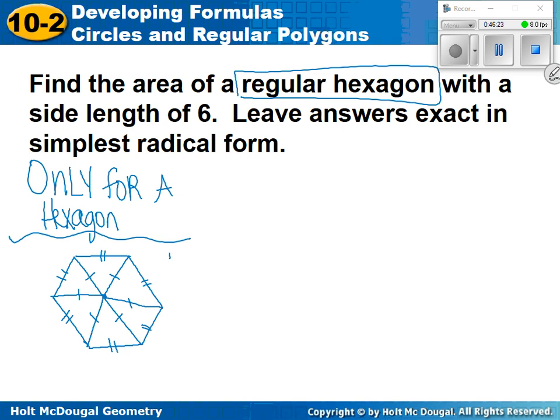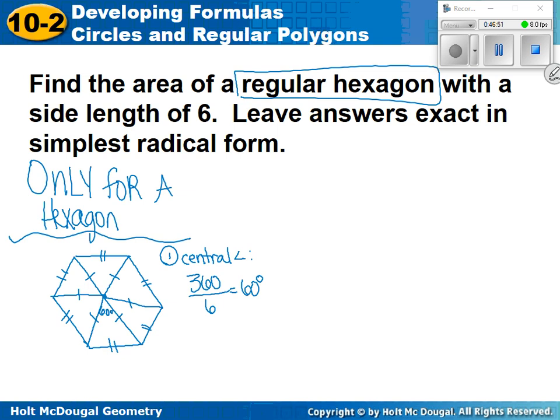Okay, first thing we want to do is find our central angle. We need to know what kind of isosceles triangles we have. So remind me again, how do I find my central angle? 360 divided by the number of sides. How many sides do we have here in a hexagon? 6. So what's the central angle? 60. Okay, now look at what happens.